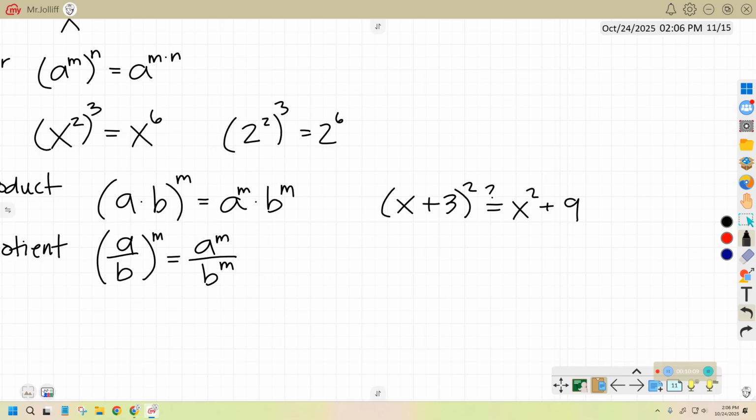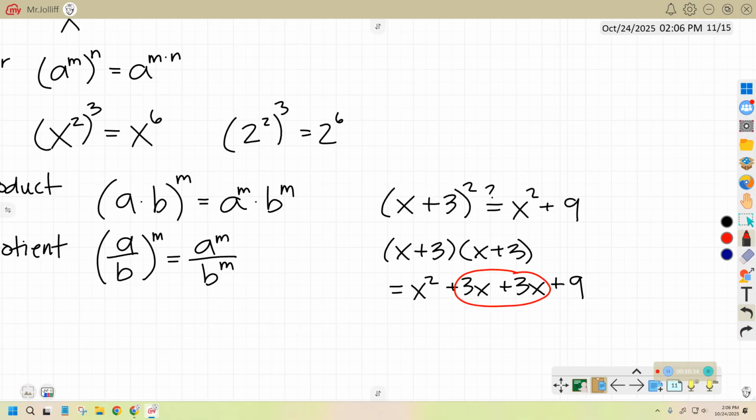So if I were to FOIL this out, x plus 3 times x plus 3, first times first is x squared. Outer is 3 times x. Inner is 3 times x. Last is 9. And you'll notice that this method missed those cross terms, first times last. So just because it works for multiplication does not mean it works for addition. So do not do this.